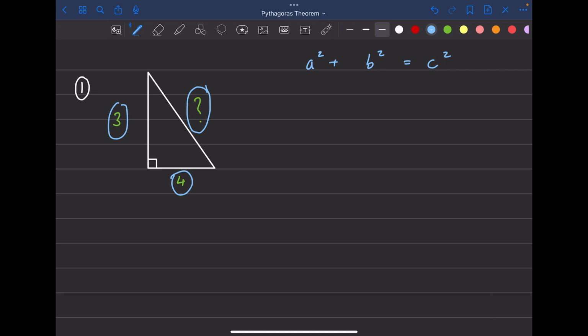So yeah, like I said, when you look at A and B, it doesn't matter which one is A and which one is B, as long as they are touching the right angle. So I can either call this A and this B, or vice versa. Once again, I'm just going to go with the first one, but it does not matter because A and B are both touching the right angle.